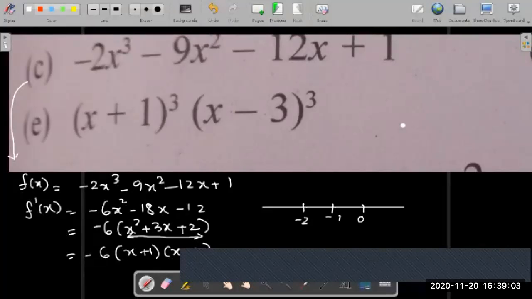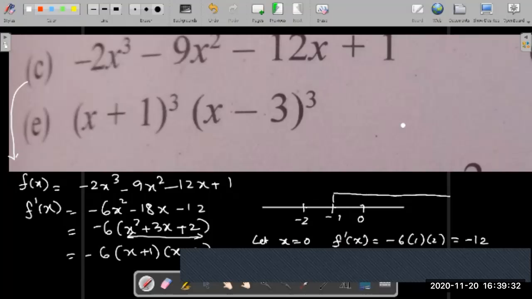So we want to give some values between minus 1 and 0. Let's say x equal to 0. Then what happens? We'll have f dash x equal to minus 6 into 1 into 2, that is minus 12. So this is negative. That means here it is negative. So anything greater than minus 1, the entire this side, it is negative.